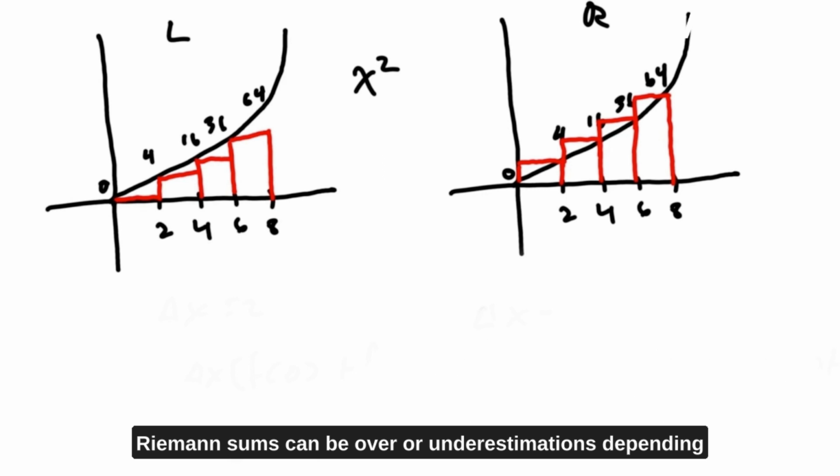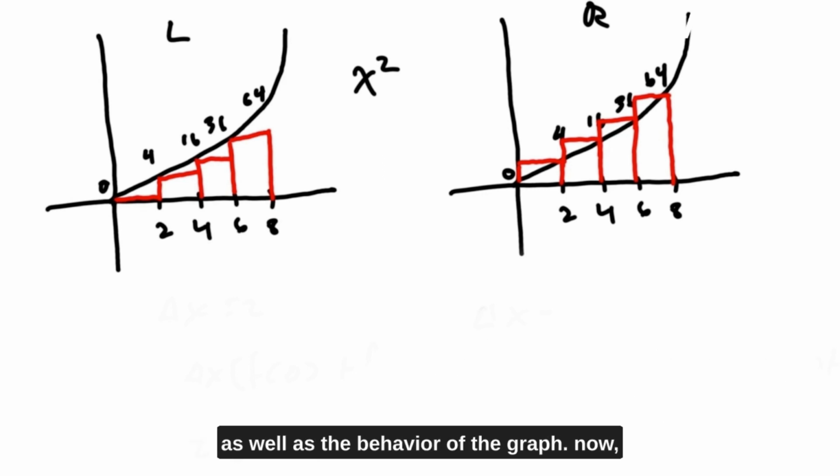Riemann sums can be over or under estimations, depending on whether you use left or right endpoints, as well as the behavior of the graph.